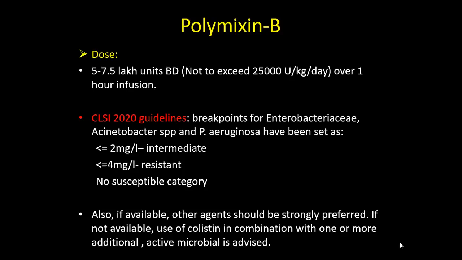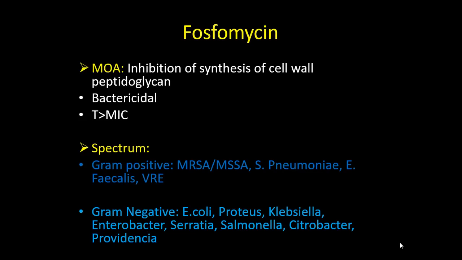The loading dose will be 20,000 international units, followed by up to 25,000 international units in 2 divided doses per kg body weight. Recommendation says less than 2 milligram per liter as intermediate sensitivity, whereas less than 4 as the resistant category. If available, other agents should be strongly considered. It should not be used as a single agent, always combined with other gram-negative antimicrobial drugs to increase the effectivity and prevent resistance.